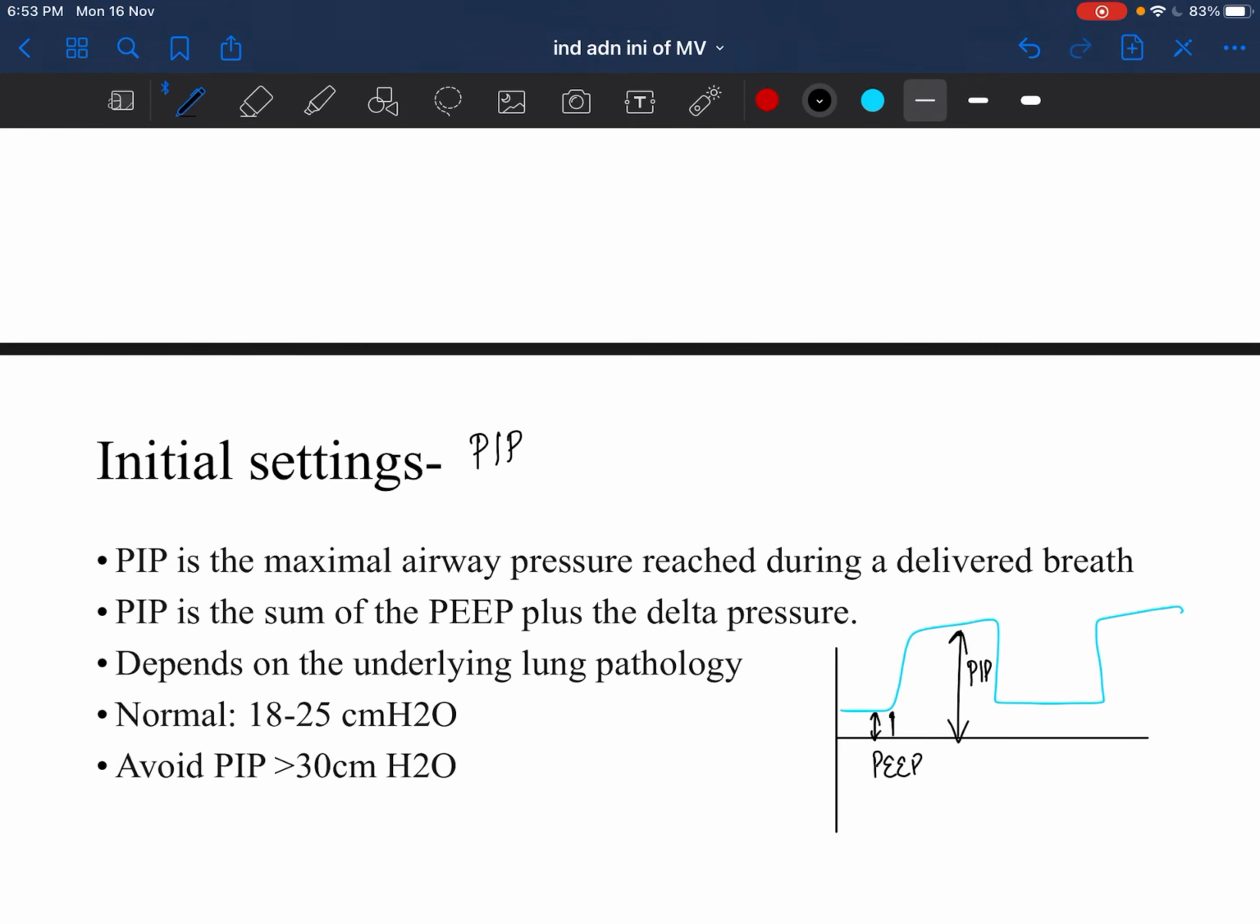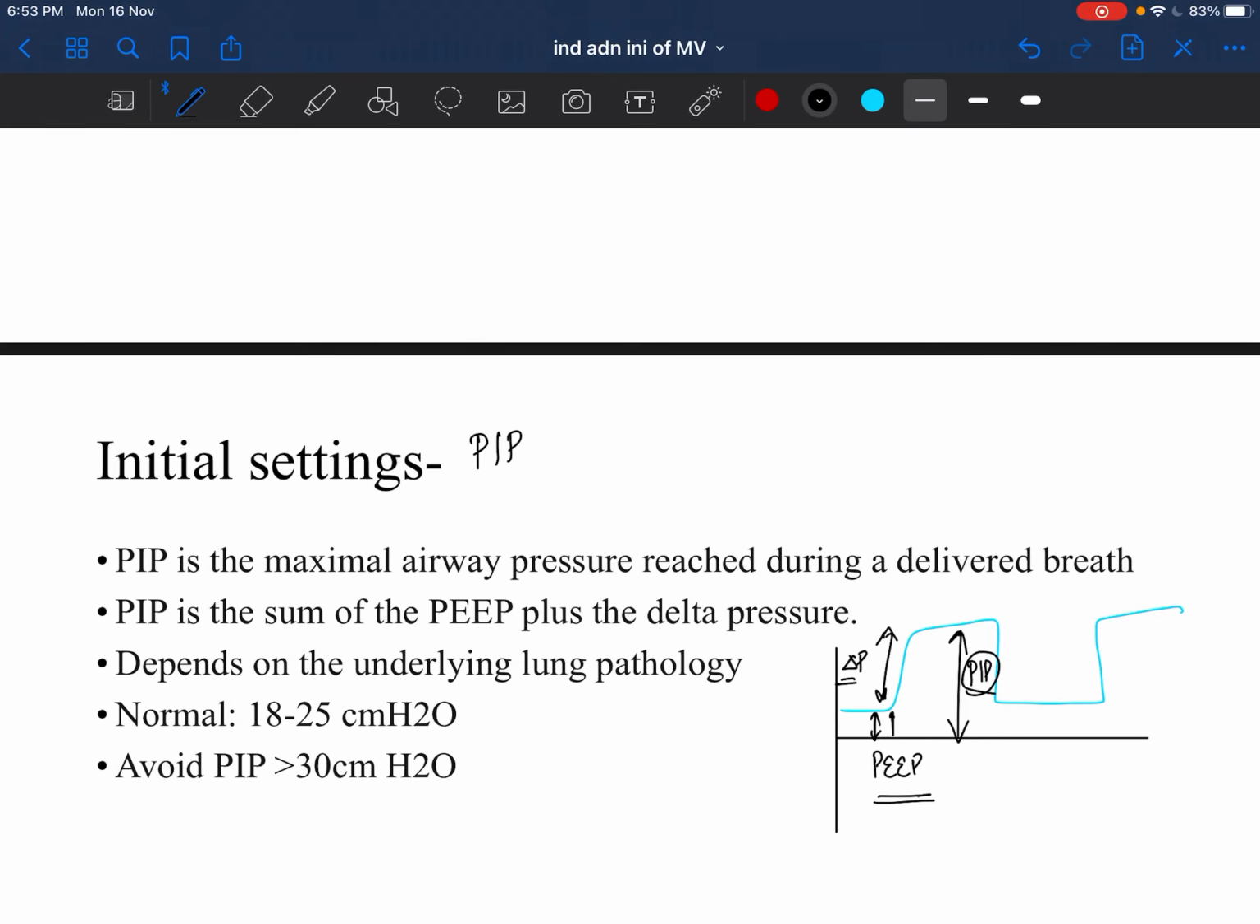This part above the PEEP is called delta pressure. So, PEEP plus delta pressure together will result in your peak inspiratory pressure. Your choice of peak inspiratory pressure will depend on your underlying lung pathology.